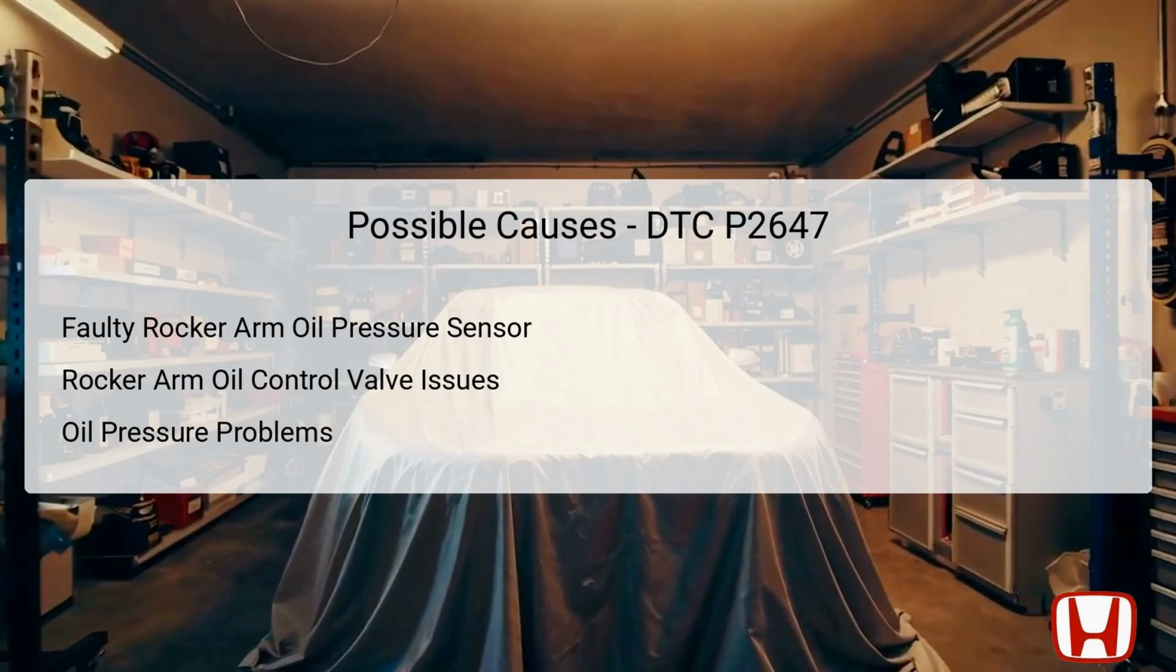A malfunctioning sensor may provide incorrect signals to the PCM, thereby causing it to erroneously assume a high-pressure condition. Similarly, if the rocker arm oil control valve is stuck or malfunctioning, it may not open or close correctly, affecting oil distribution. Another notable aspect is low oil pressure, which can arise from several factors, like insufficient lubrication due to leaks or degraded oil. These causes must be thoroughly inspected to remedy the P2647 error effectively.